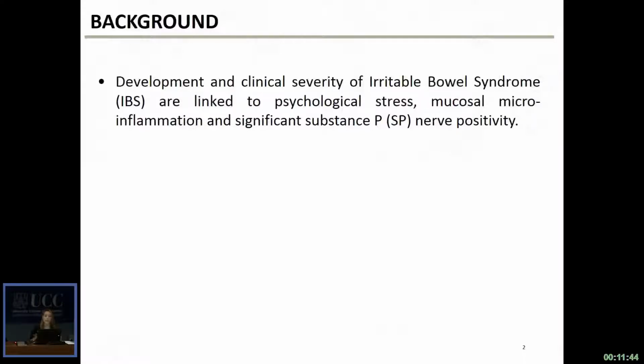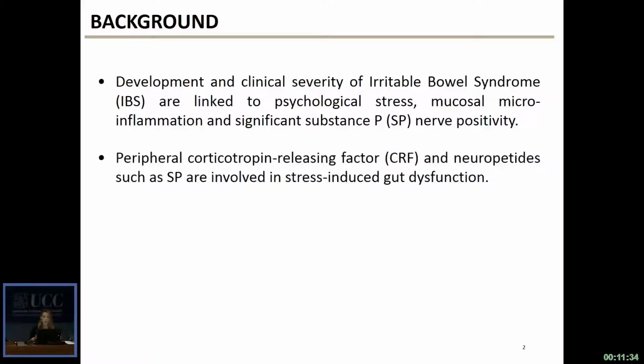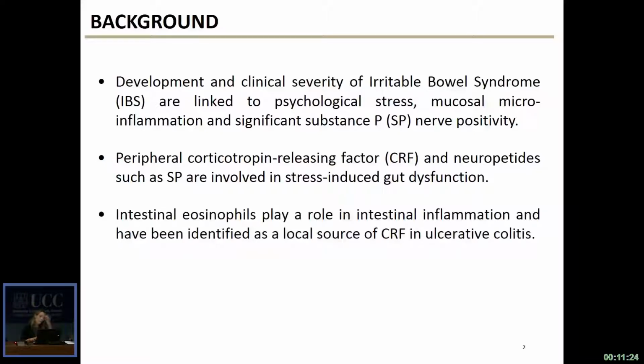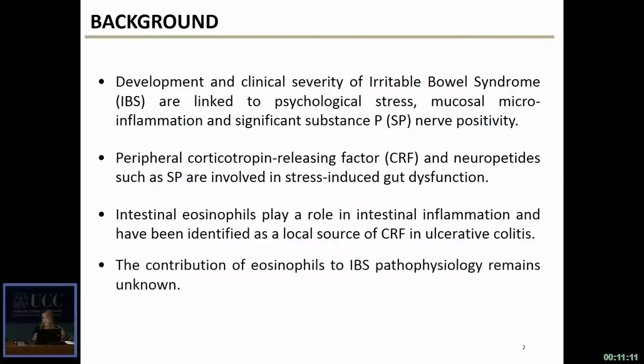Development and clinical severity of irritable bowel syndrome are linked to psychological stress, mucosal microinflammation, and a significant substance P nerve positivity. Peripheral corticotropin-releasing factor and neuropeptides, such as substance P, are involved in stress-induced gut dysfunction. Moreover, intestinal eosinophils play a role in intestinal inflammation and have been identified as a local source of CRF in ulcerative colitis. However, the contribution of eosinophils to IBS pathophysiology remains unknown.